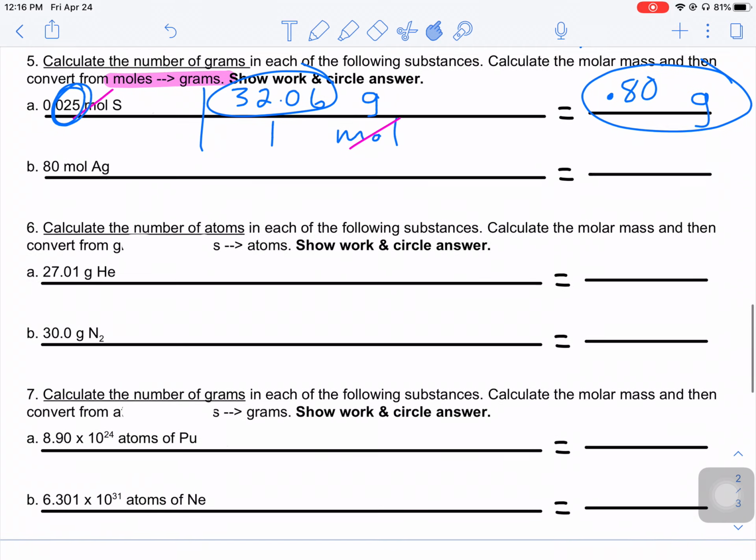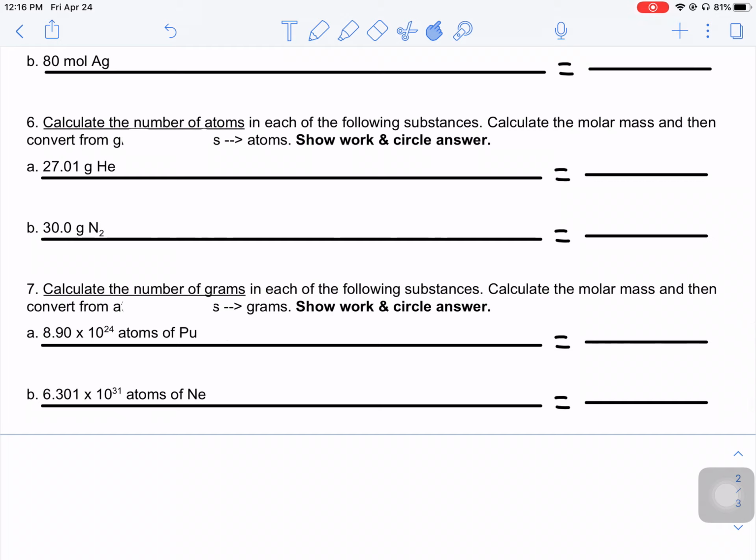All right, now 6 and 7, we're going to do some two-step calculations. In number 6, we are going to go from, I believe, grams to moles to atoms, and I realize it's been kind of erased right there. So I want to go from grams to moles, and then I'm going to put another line, and I want to go from moles to atoms in this case. And atoms is what I want my final answer to be.